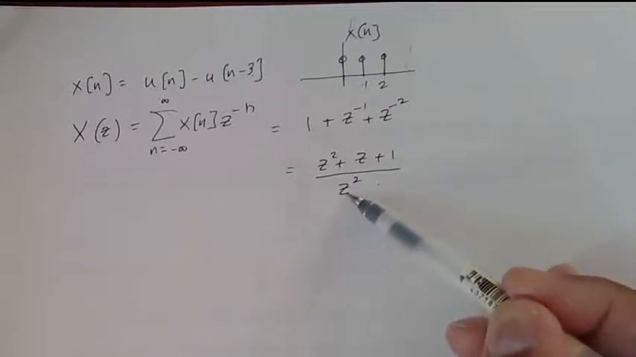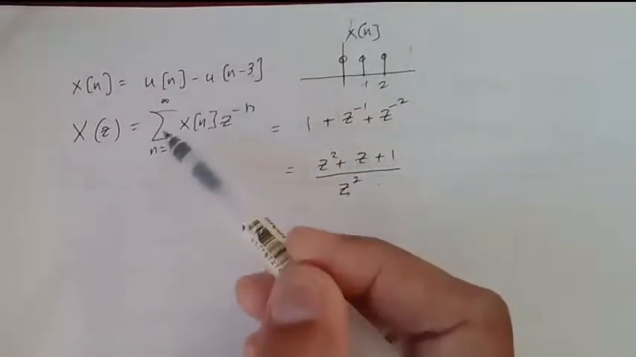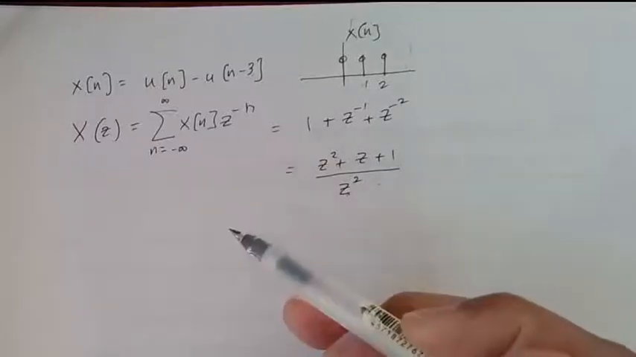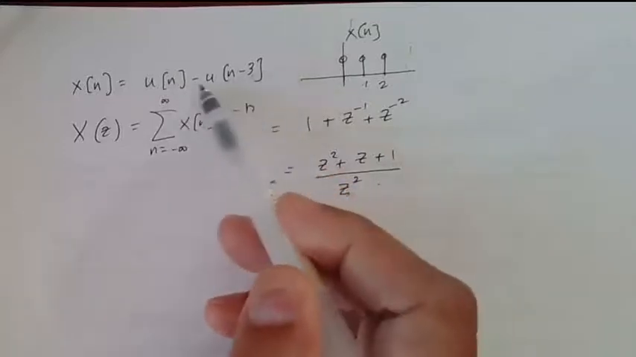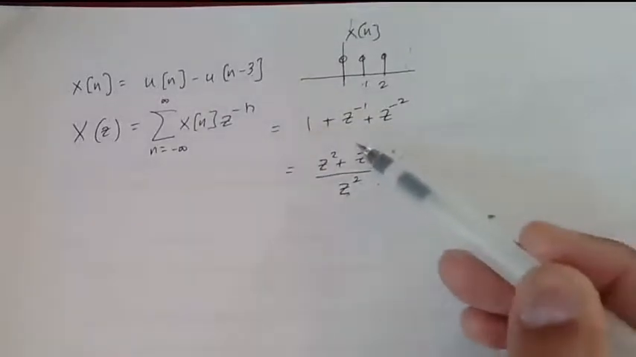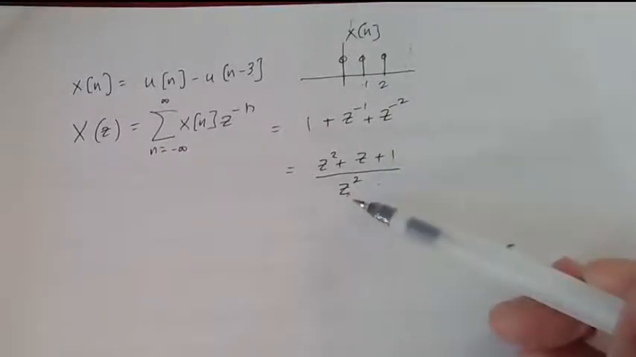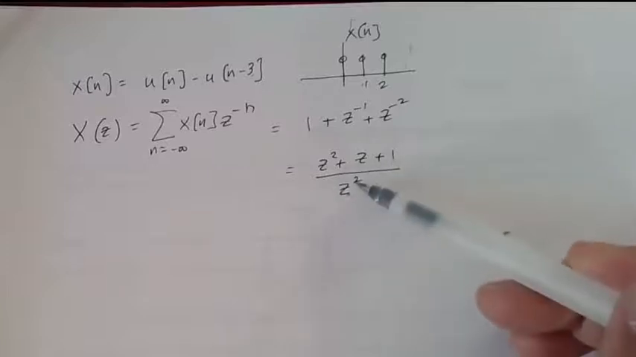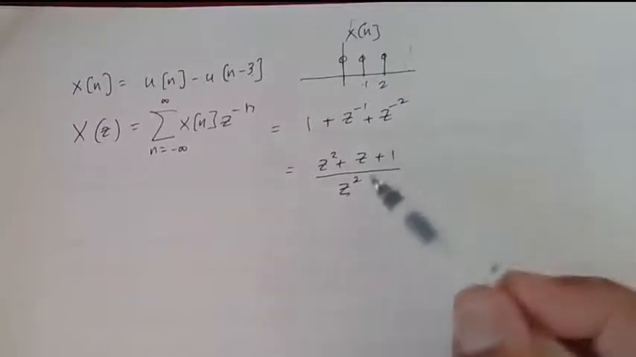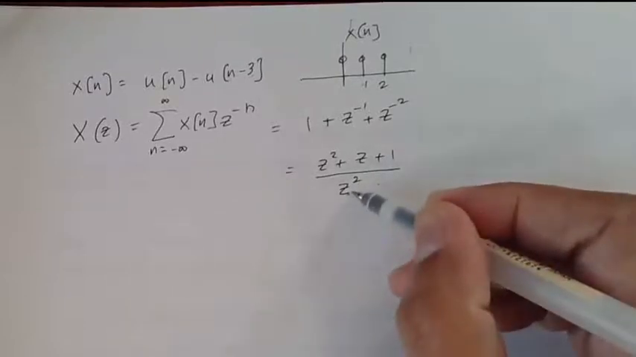So unlike the Laplace case, where when we had something which was finite over a finite interval, the region of convergence was the entire S-plane. In the case of the z transform, if you have something which is finite over a finite interval, the region of convergence will be the entire z-plane again, but sometimes z equals 0 will not be part of the region of convergence. There's a reason for that, and we'll talk about it later on. So the region of convergence is the entire z-plane except for z equals 0.